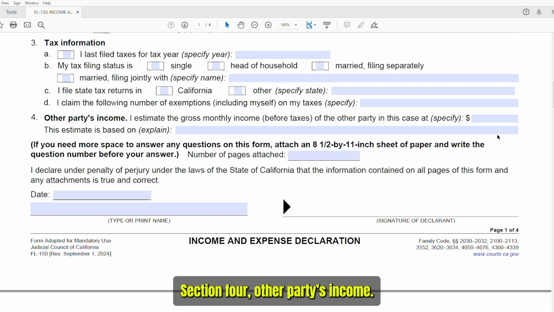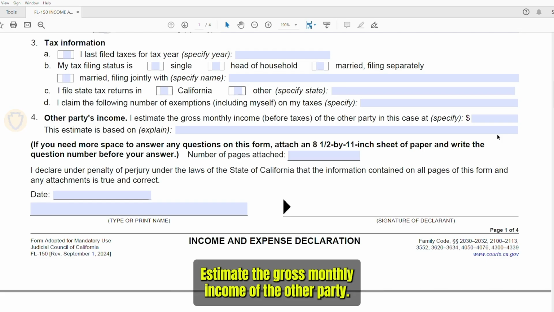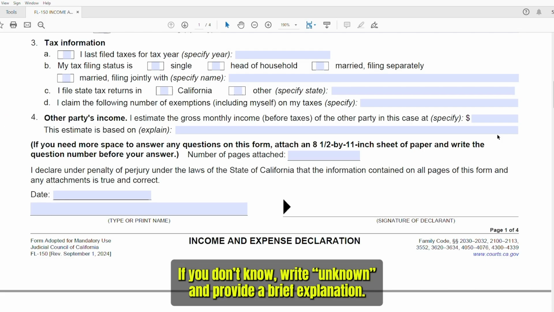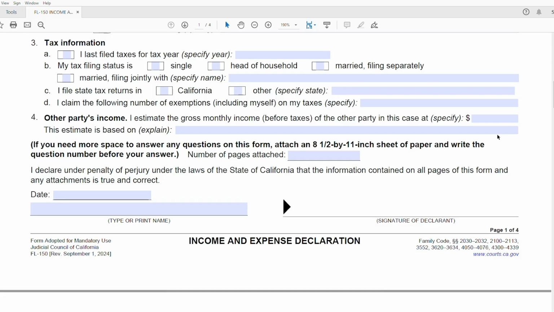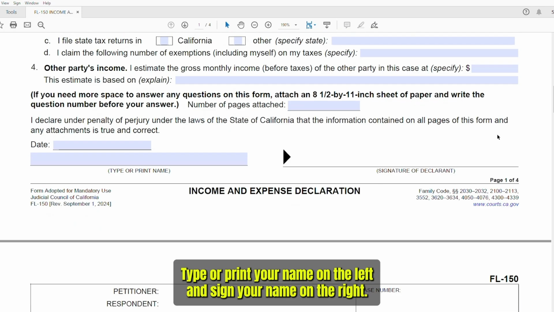Section 4, Other Party's Income. Estimate the gross monthly income of the other party. If you don't know, write unknown and provide a brief explanation. Finally, fill in the date. Type or print your name on the left and sign your name on the right.